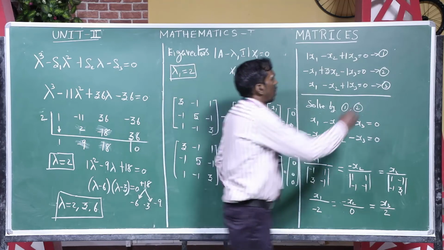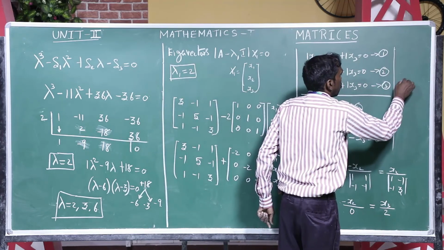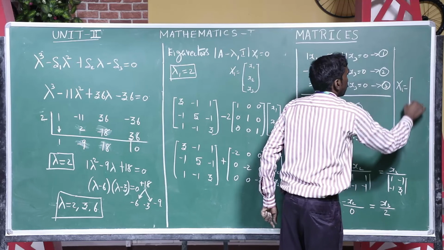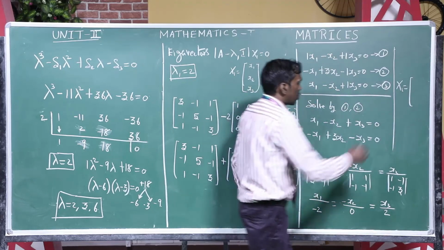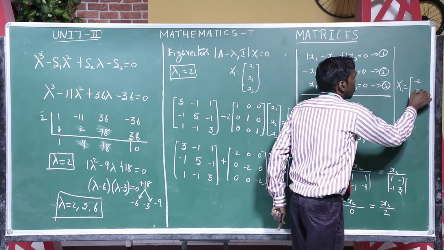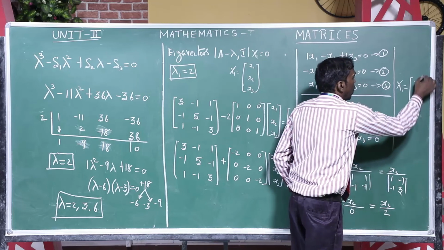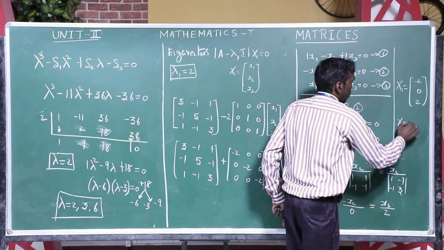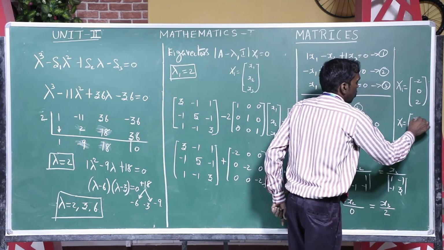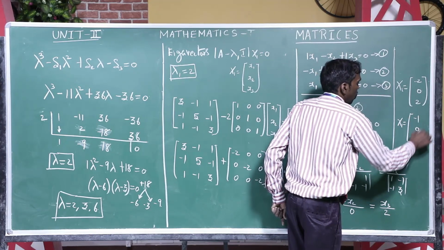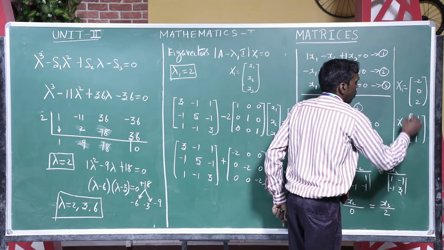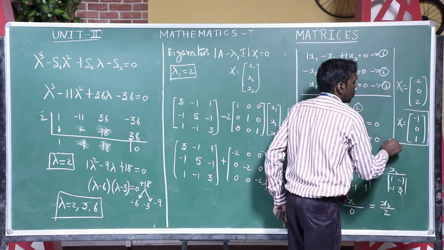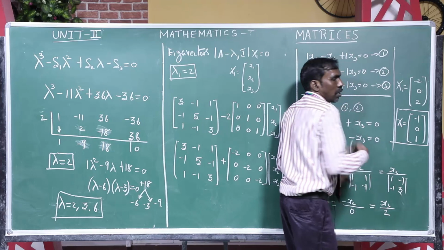So I can write it here: the x1 vector will be minus 2, 0, 2. I can divide this vector by 2, and we get the vector. So what is the x1 vector? It will be minus 1, 0, 1. So this is our x1 vector. Similarly, we have to find the other 2 vectors.